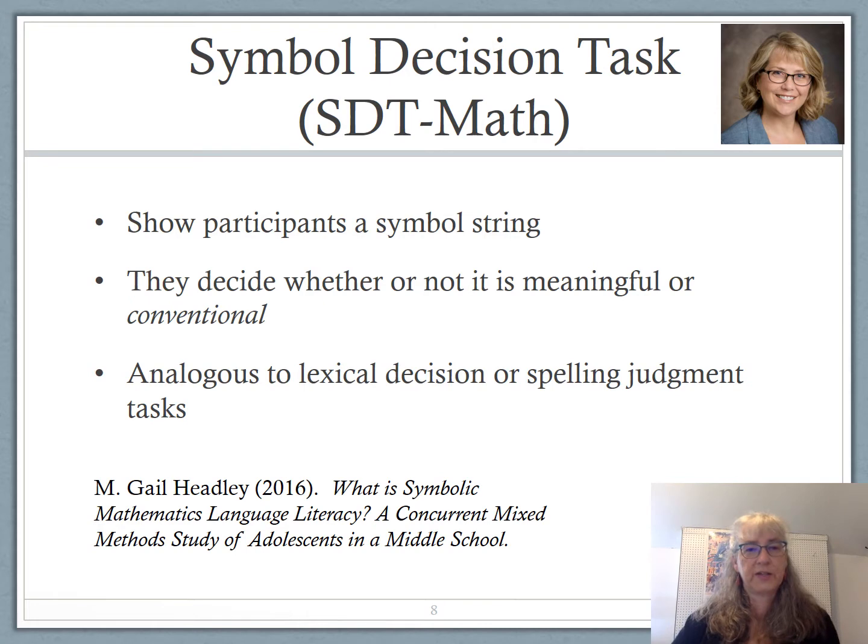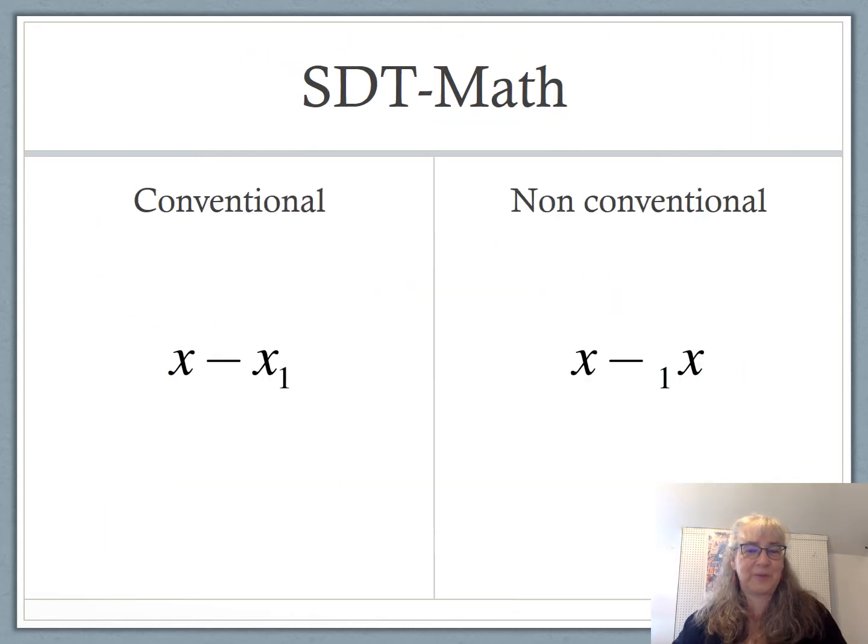The symbol decision task for math was developed by Gail Headley as part of the research she did for her PhD. Gail had the insight that a similar task to a lexical decision or a spelling judgment task would also be useful in studying mathematical orthography. So she showed participants a symbol string and asked them to decide whether or not it was meaningful or conventional. These are examples of conventional and non-conventional strings that are used in the SDT math. On the left, we see a conventional sequence that could occur in a math context. And on the right, we see a non-conventional combination of the same symbols.